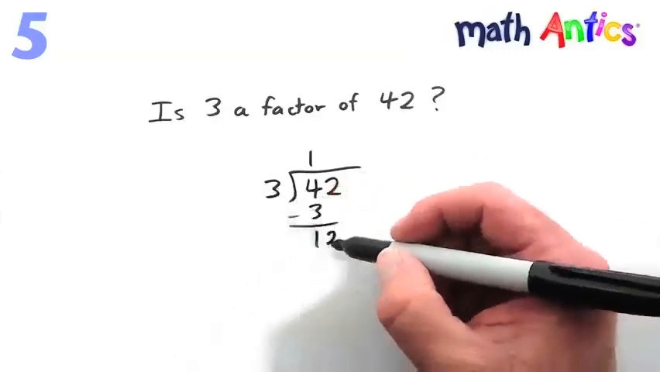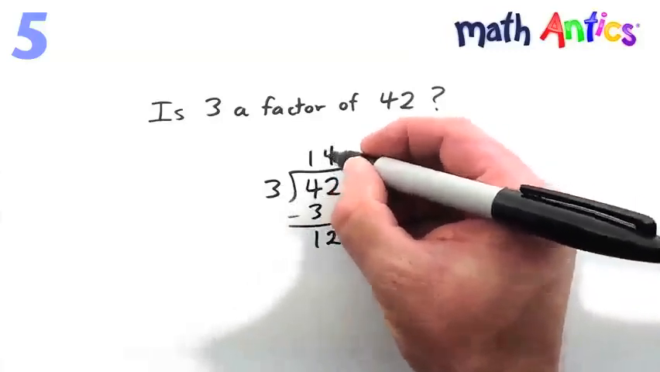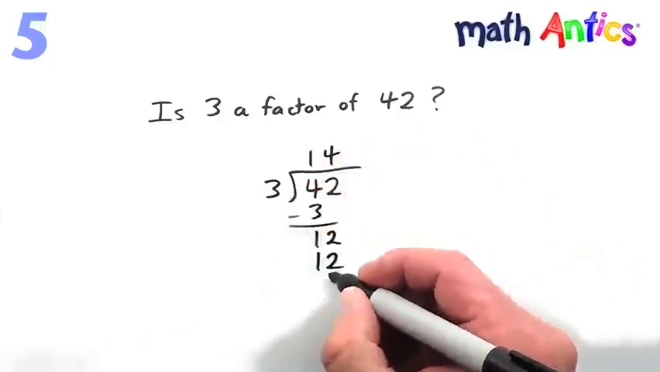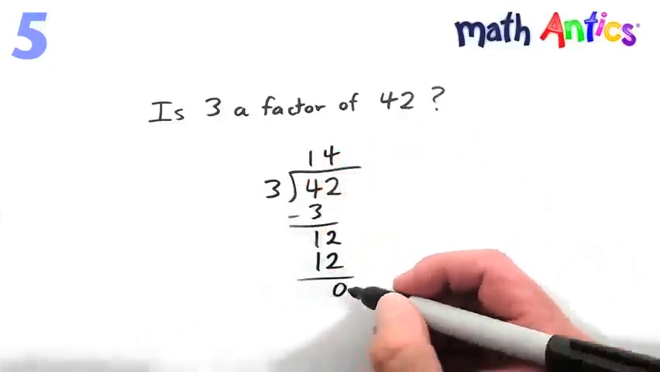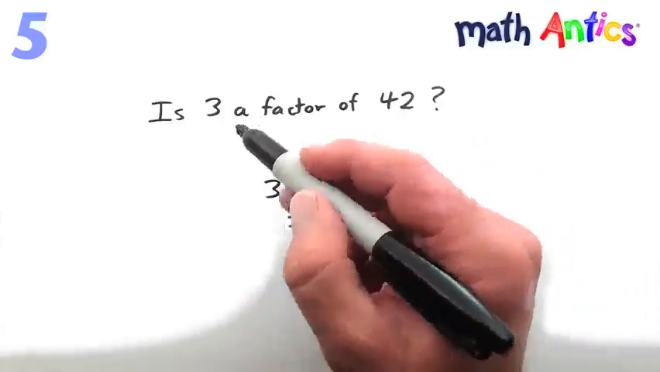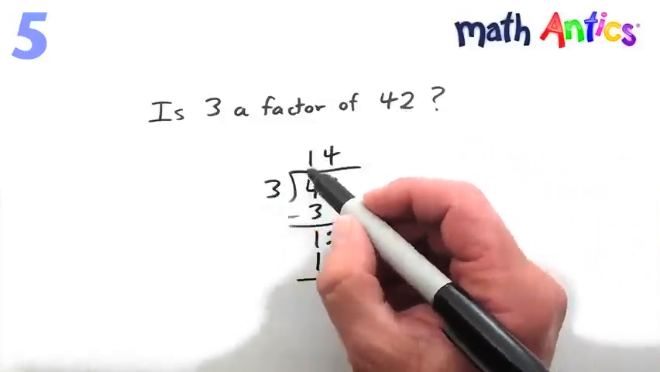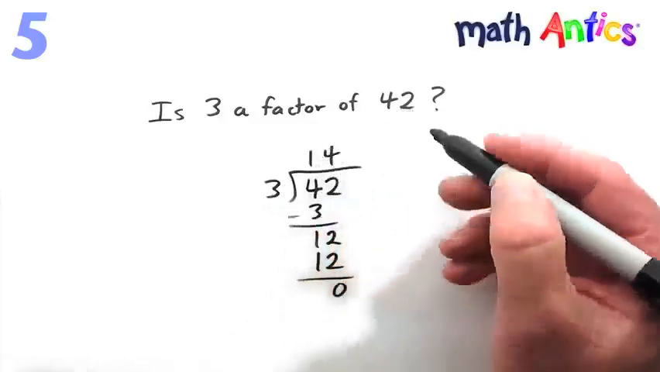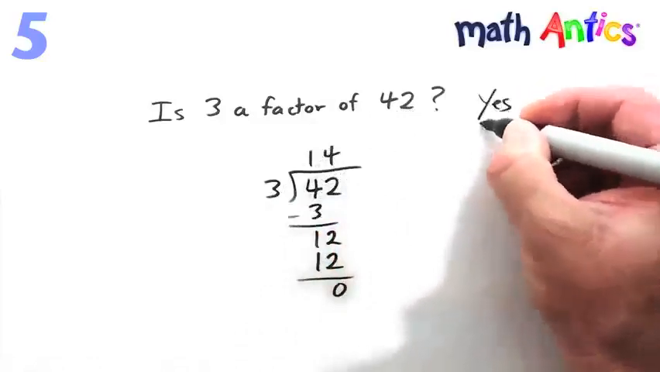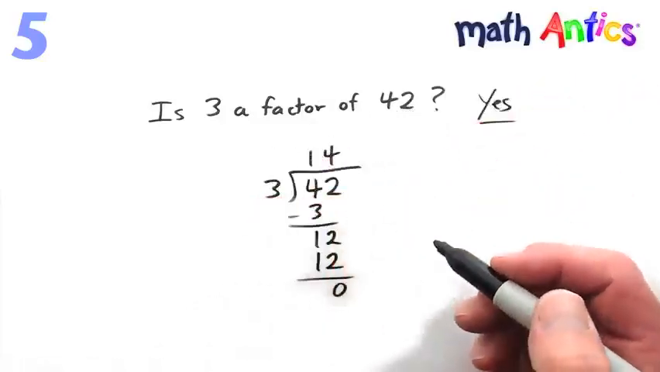3 will go into 12 4 times, because 4 times 3 is 12. And that means we're going to have no remainder. So that means that 3 is a factor of 42. You could multiply 3 times 14, and that would give you 42. So yes, 3 is a factor of 42.